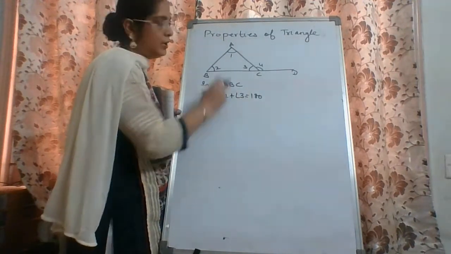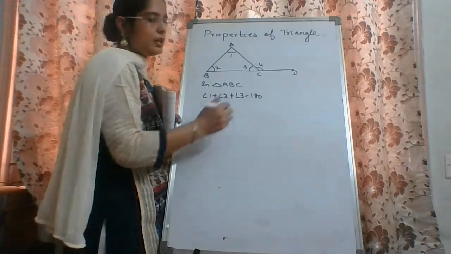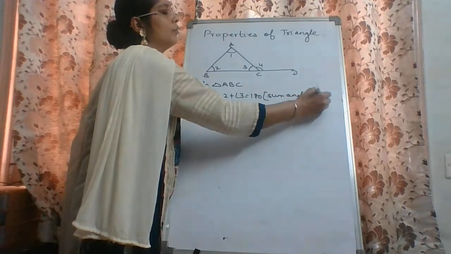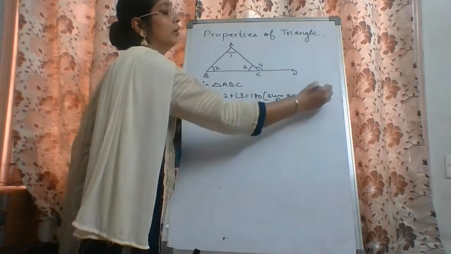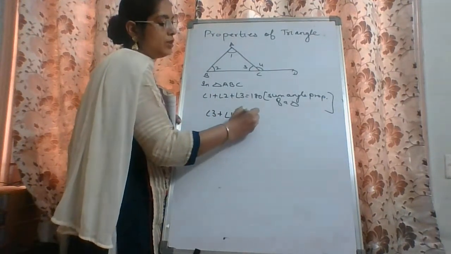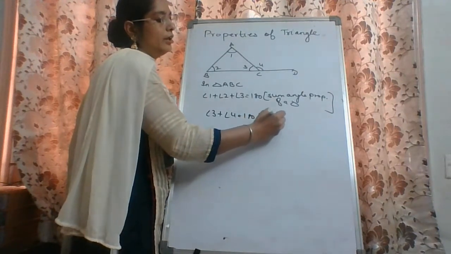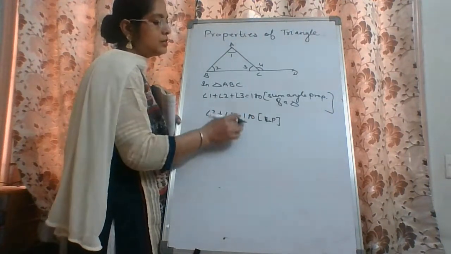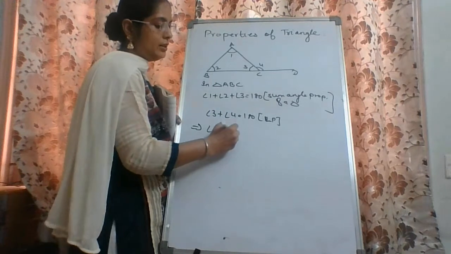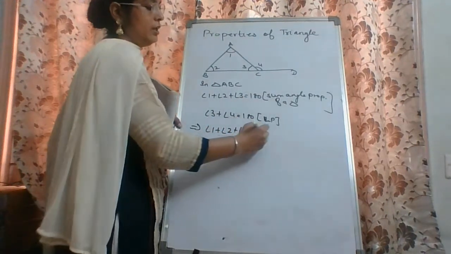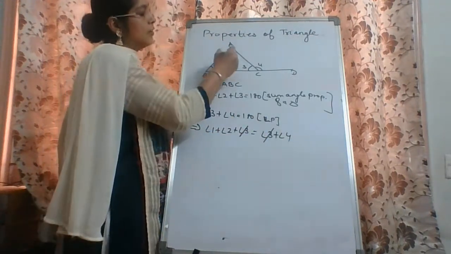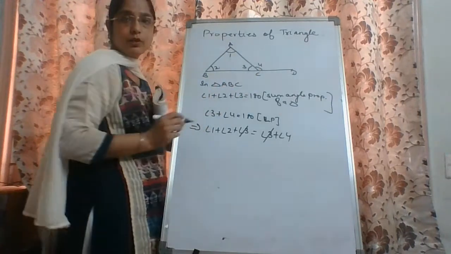angle 1 plus angle 2 plus angle 3 is equal to 180 degree, angle sum property of a triangle. But angle 3 plus angle 4 is also equal to 180 degree, linear pair. Now see, both are equal to 180 degree. That means we can equate. That means I can write angle 1 plus angle 2 plus angle 3 is equal to angle 3 plus angle 4. Angle 3 and angle 3 get cancelled. Angle 1 plus angle 2 is equal to angle 4.